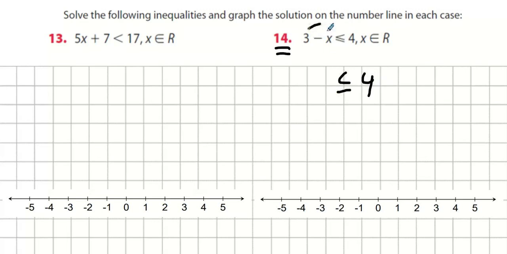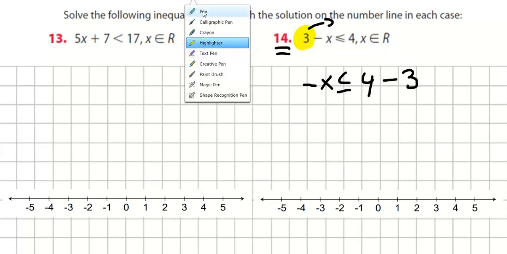Got the 3 over the other side, leaving the minus x behind, yeah? So the minus x is where it was, the less than or equal is where it was, the 4 is still where it was. And what happens to the 3? Turns into minus 3. Because the 3 is actually a plus 3, there's nothing in front of it. It means it's plus 3.